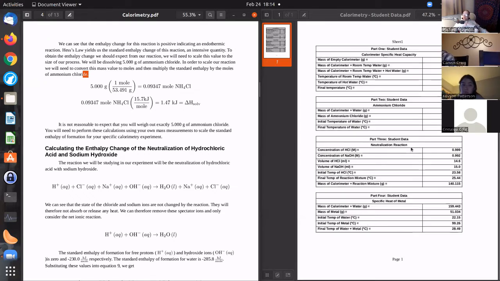So we have that. Then we got part 3 here. We're given a concentration of HCl. We're given a concentration of sodium hydroxide. We're getting volumes for both of these. Okay. Now let me ask you guys this. After thinking about the limiting reagents lab that we did last week, what do you think I'm getting at when I give you these concentrations and these volumes? What do you think we're going to have to calculate from that?